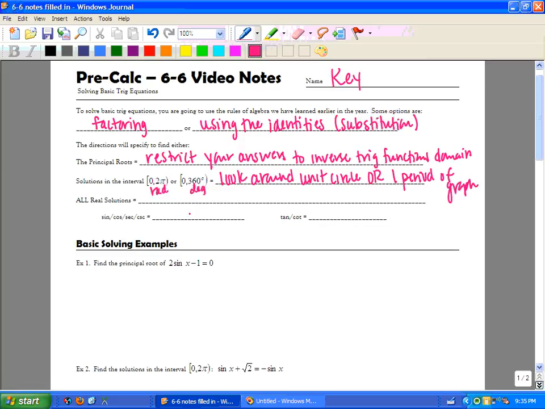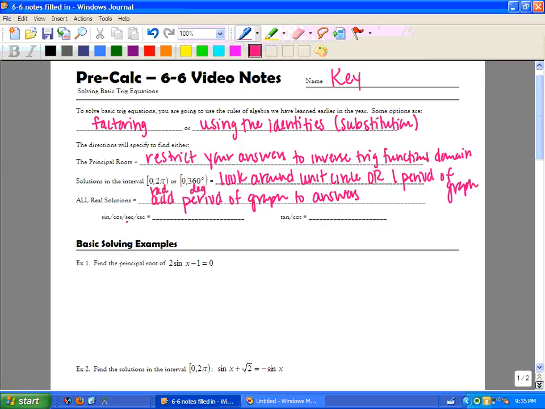If it asks you to find all the real solutions, that means you can keep going on and on forever. So look beyond one period of your graph, or you could go around the unit circle multiple times. Essentially, all you're going to do is add the period of the graph to the answers that you get from one of the methods above.